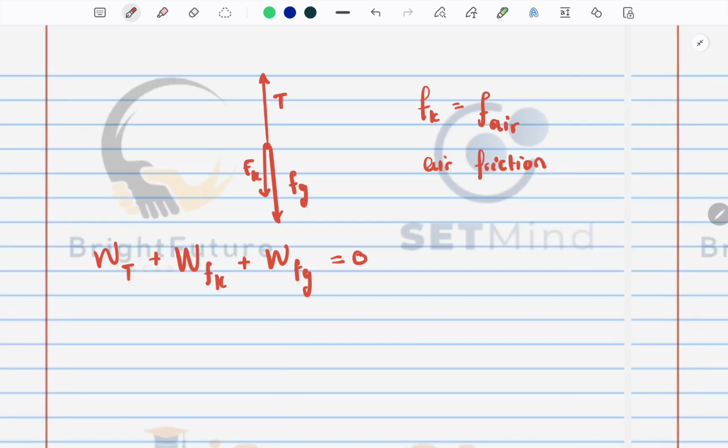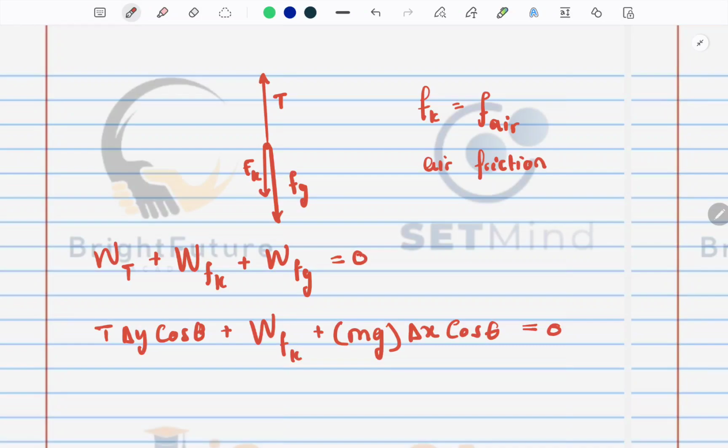Okay, then we can start working on this. For T, we're going to have T delta y cos theta. Then plus your Fk, we were looking for work done by this Fk or Fa, so we're just going to keep it as is. Then plus here we're going to have mg, which is your Fg, and then delta y cos theta. All is equal to 0.